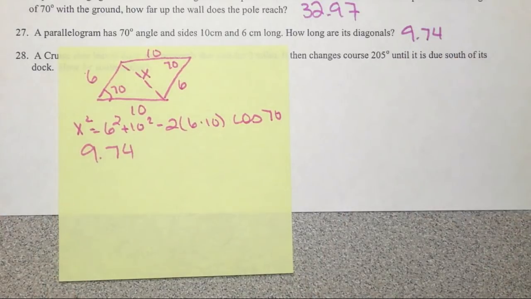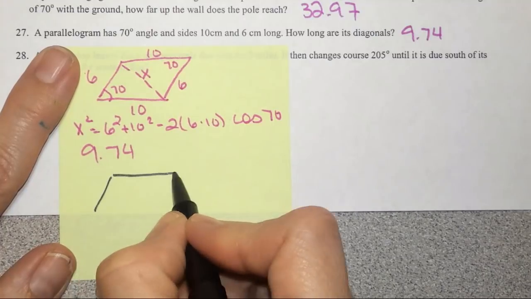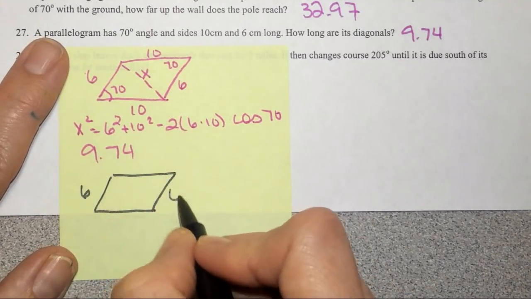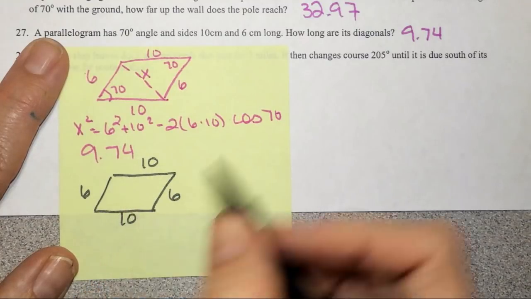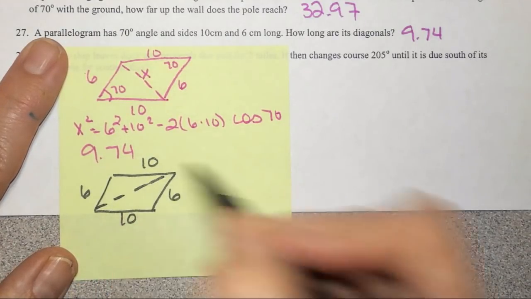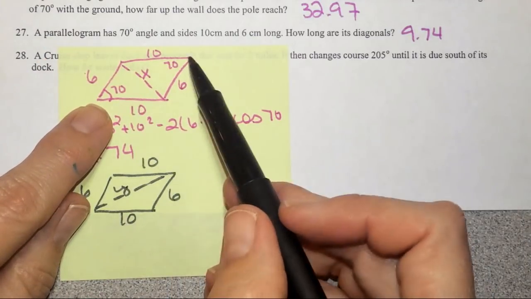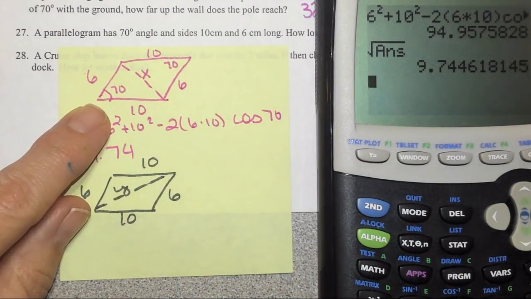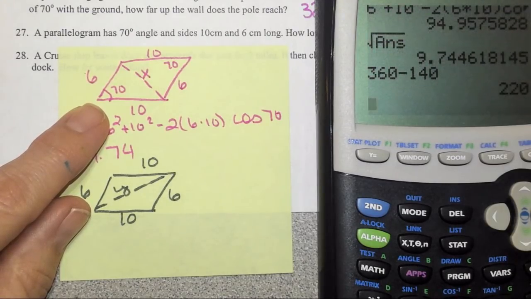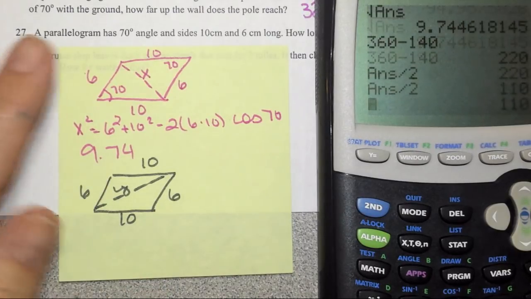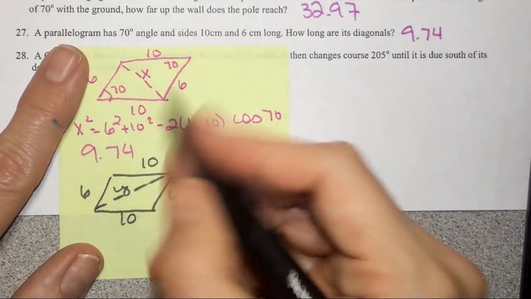Now we're going to go find the second diagonal. And again, I'm going to redraw the picture. Okay. So I still know that both these sides are 6. The tops and bottom are both 10. But now I want this diagonal. I'll call it y. I already know that 70 plus 70 is 140. And a parallelogram has to add up to 360, which leaves me with 220 left to split between two. That means that each angle is 110.